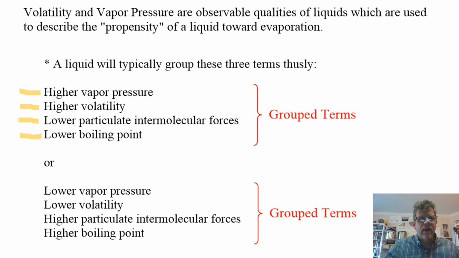By comparison, if I had a liquid with a relatively lower vapor pressure, it would be considered to be less volatile, have a lower volatility. And this would be the result of higher intermolecular forces, stronger intermolecular forces between its particles, and thus it would have, by comparison, a higher boiling point.